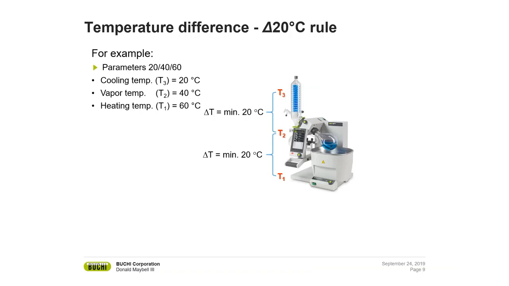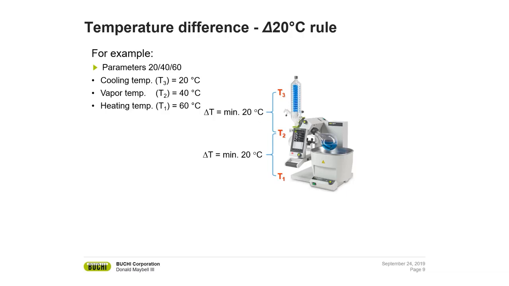So just a quick example, 20, 40, 60 is always a good starting point. So you want 20 for your cooling, 40 for the target boiling point, and then 60 on the actual heating bath itself. And what this does is it provides that good energy transfer. How much energy you put into the system, it gets taken out in an efficient manner as well.